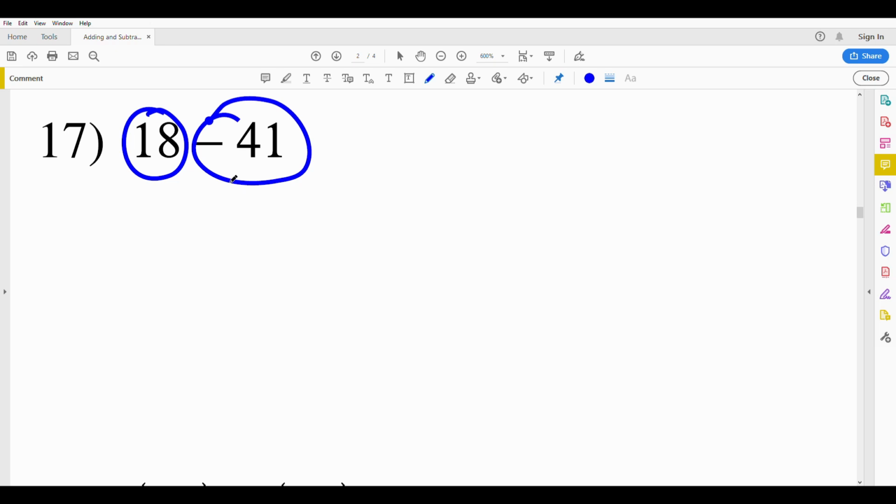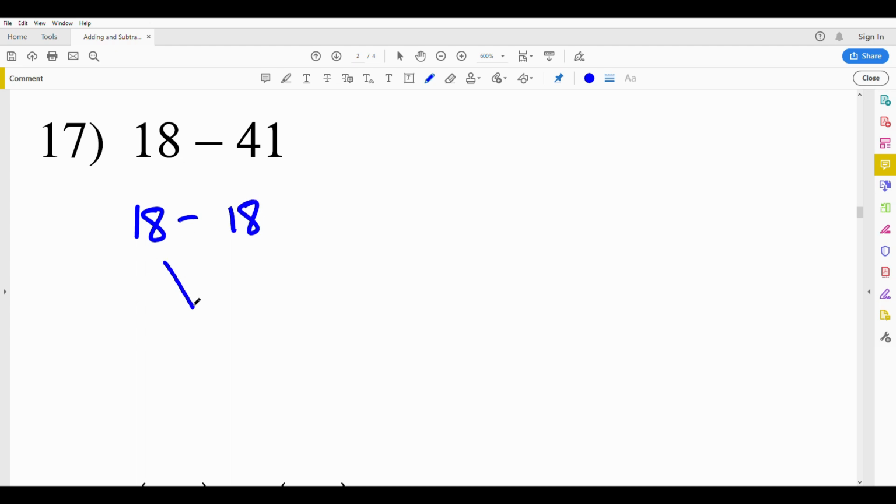So our resulting number is going to be negative, and 18 minus 41, that's a little difficult to do in our heads, but let's break it down. If we have 18 and we subtract 18, we'll get to 0, right? 18 minus 18 is 0, but we're not subtracting 18, we're subtracting 41. So subtracting 18, in order to subtract 41, 18 plus what equals 41? That's going to be 23.